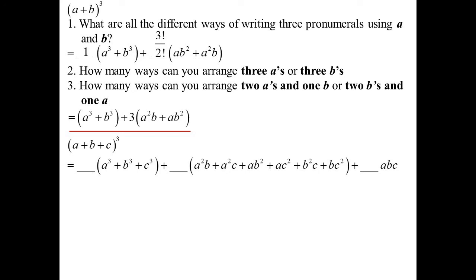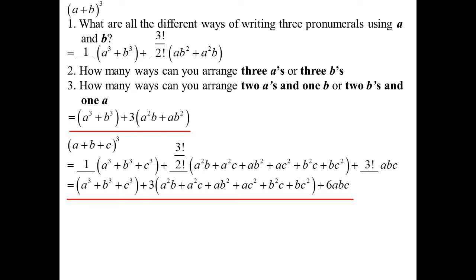Well, the AAA, we know there's only one. The a squared b, well, it's still the same as the one before. It's going to be 3 factorial on 2 factorial. But what about the ABC? 3 factorial. Therefore, the expansion would be that.